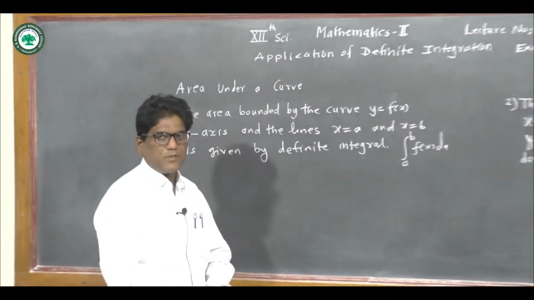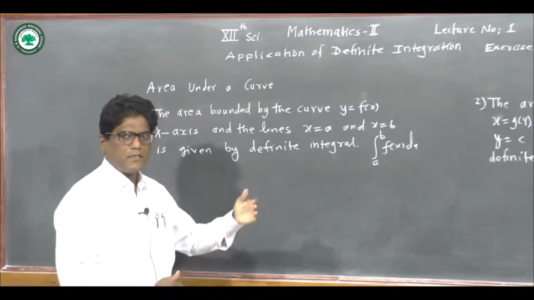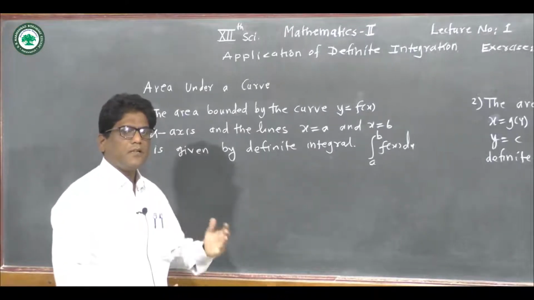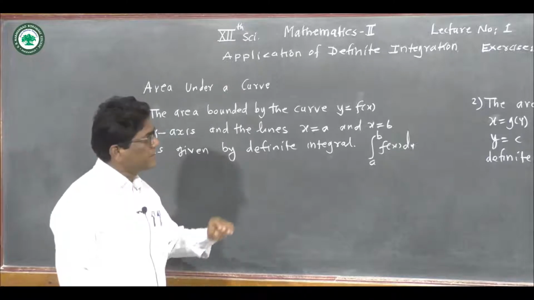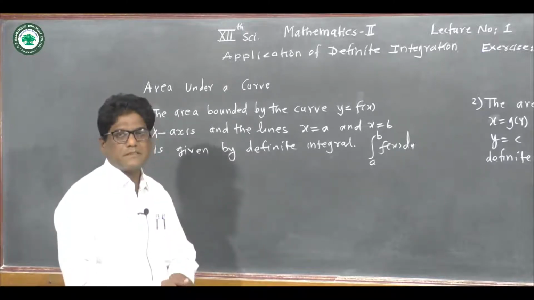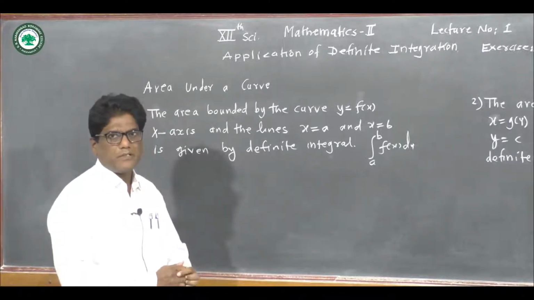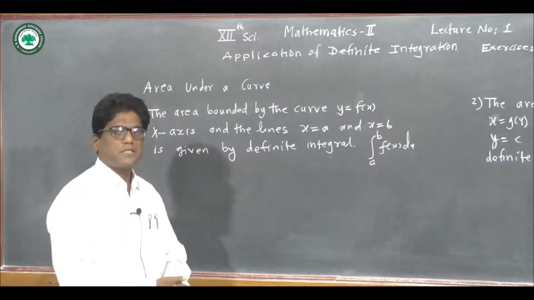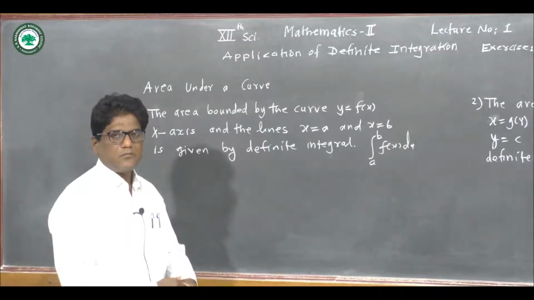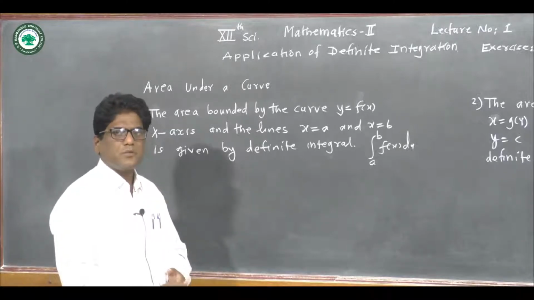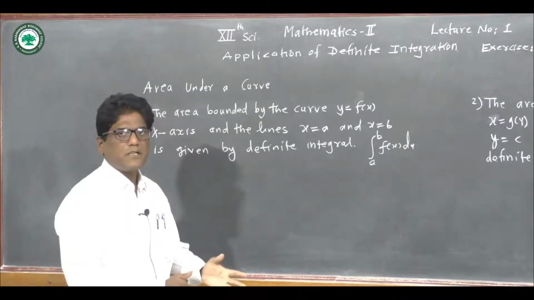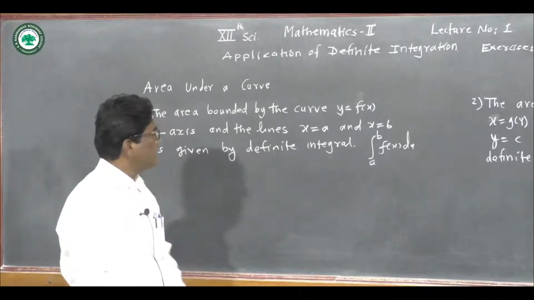In this chapter we have to consider only area under a single curve and area bounded by two curves, and it contains only one exercise, that is exercise 5.1, having three questions: question number first, question number second, and question number third. Question number first contains 7 problems, question number 2 contains 2 problems, and question number third contains 5 problems. So totally there are 14 problems. So let us start here.